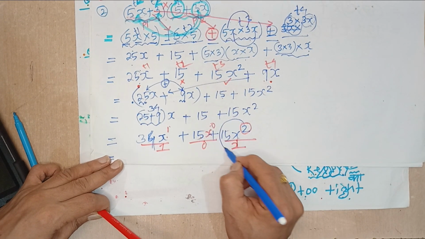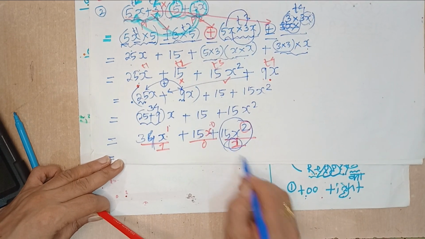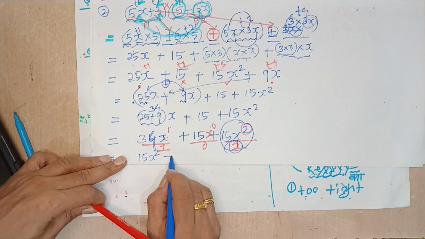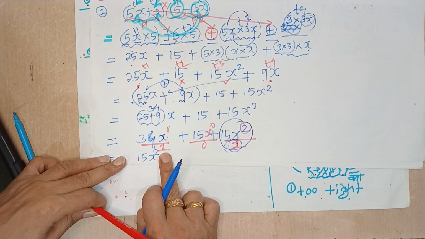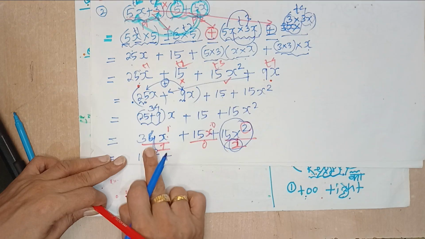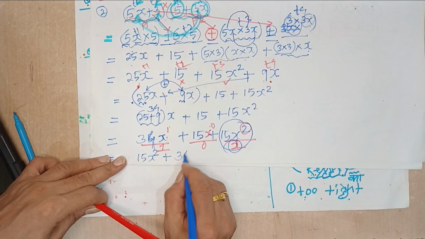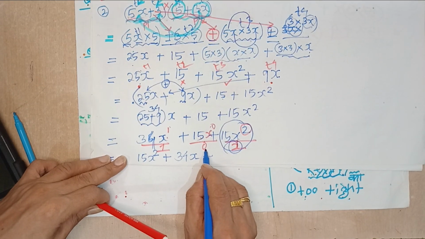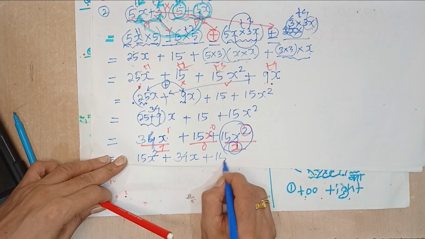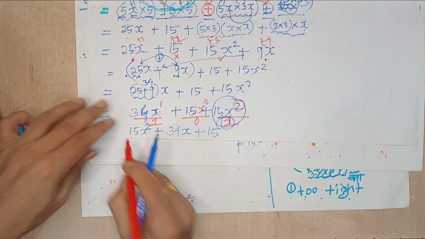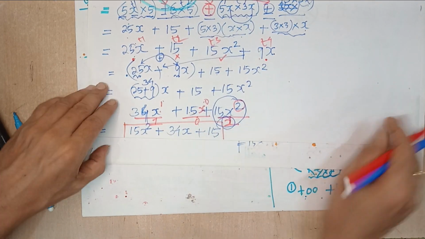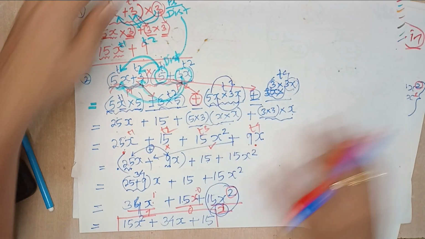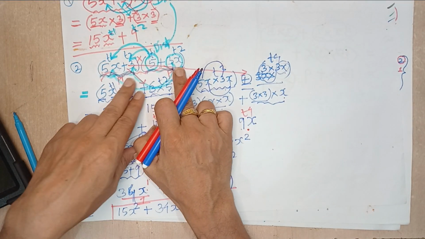So the highest degree is 2, so that term 15x square is kept first. Then there are degree 1 and degree 0. So definitely this degree 1 term, that is 34x, is kept next. And then the degree 0 term, which is 15 only, kept here. So this is our final simplification of the product (5x plus 3) into (5 plus 3x).